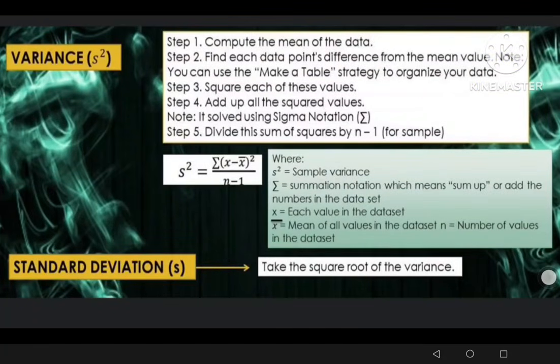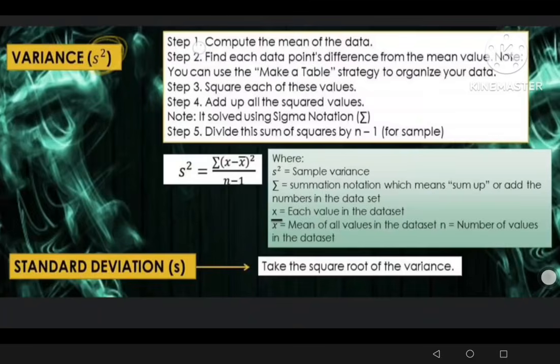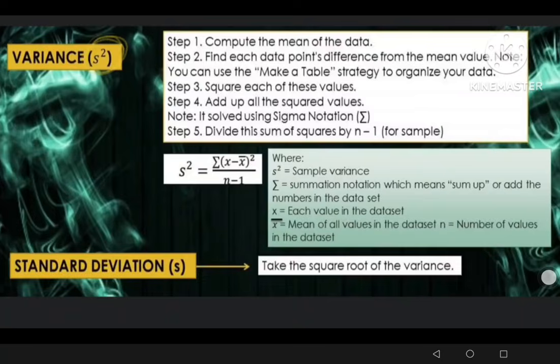Okay, what are the steps in computing our variance? Our variance is symbolized by S squared. So we're going to follow the steps in finding the variance. Step number 1, compute the mean of the data. You know how to compute the mean. We will find out later. Step number 2, find each data point's difference from the mean value. Take note, you can use the make-a-table strategy to organize your data.